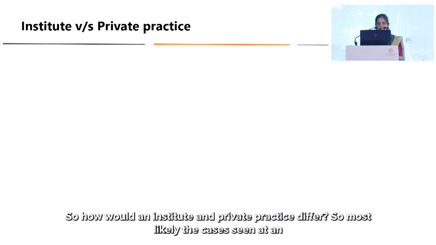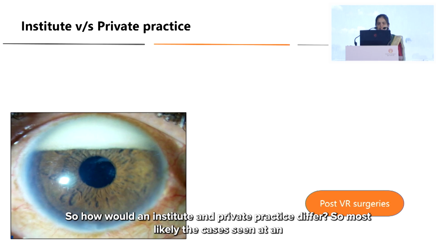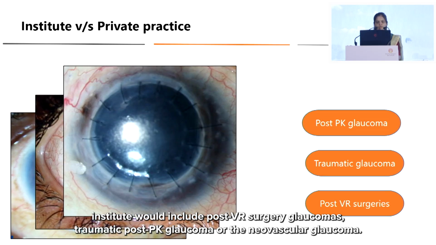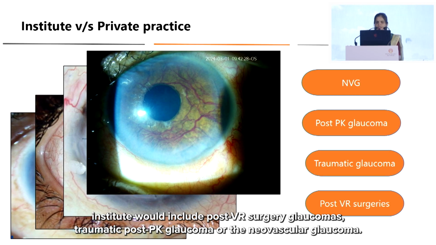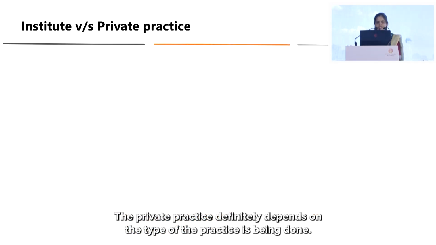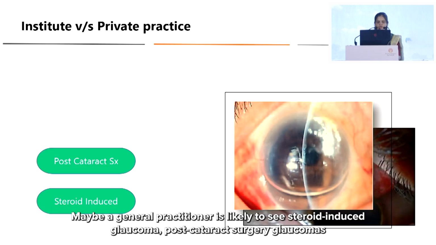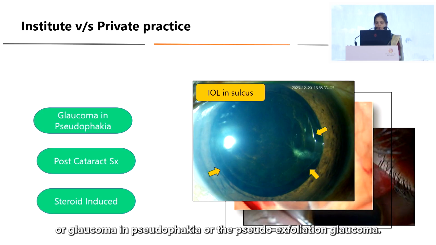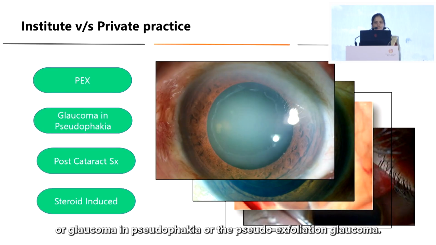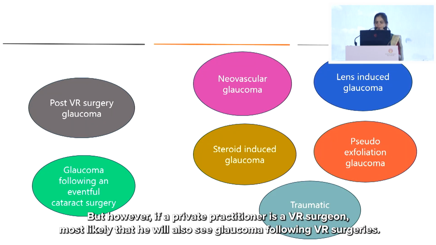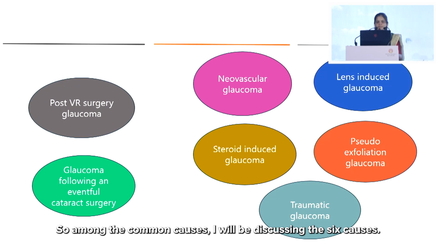So how would an institute and private practice differ? Most likely the cases seen at an institute would include post-VR surgery glaucomas, traumatic, post-PK glaucoma, or neovascular glaucoma. The private practice definitely depends on the type of practice. Maybe a general practitioner is likely to see steroid-induced glaucoma, post-cataract surgery glaucomas, or glaucoma in pseudophakia or pseudoexfoliation glaucoma. However, if a private practitioner is a VR surgeon, most likely he will also see glaucoma following VR surgeries. So among the common causes, I'll be discussing 6 causes.